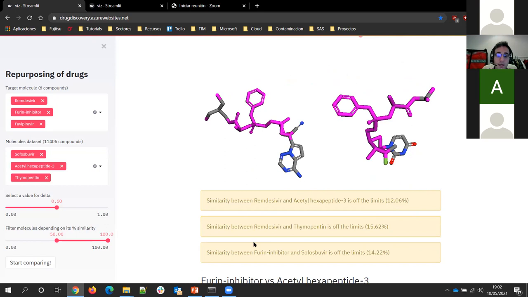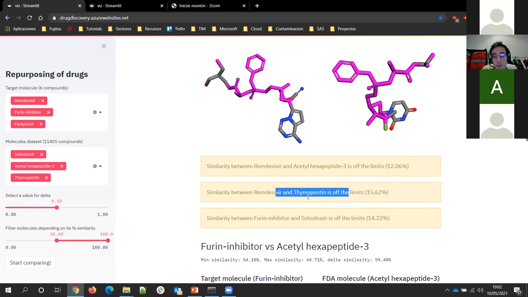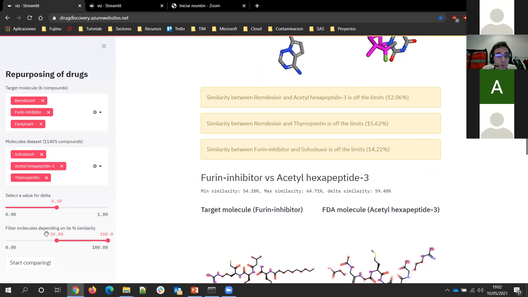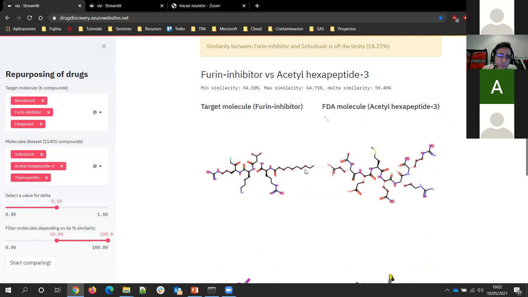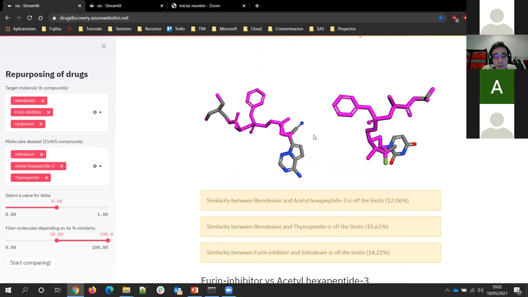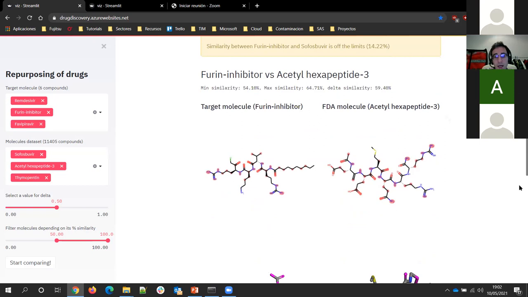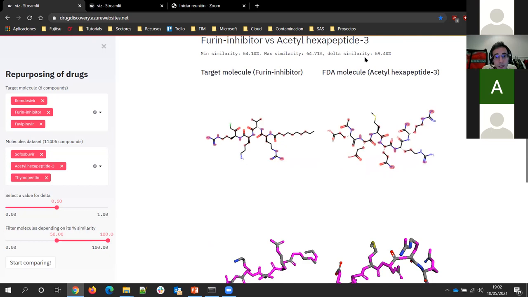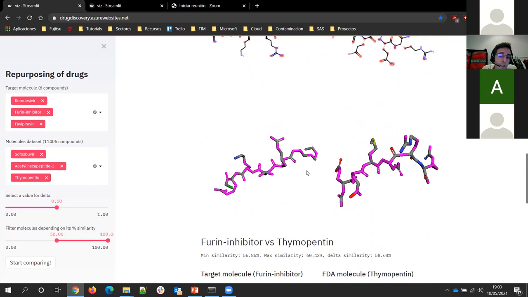So we can see here also some of the pairs that are not shown here because the similarity value is below the 50% that we said before. And we can see also the representation of this pair of molecules, the furin inhibitor and the acetyl hexapeptide 3, that the model says that roughly 60% of them are similar, but we can see in the structure that this structure is very spread, instead of the first one that was in a compact way, okay. The thing is that these two molecules, maybe they are similar enough in a value of similarity, but of course the structures do not say that, okay.